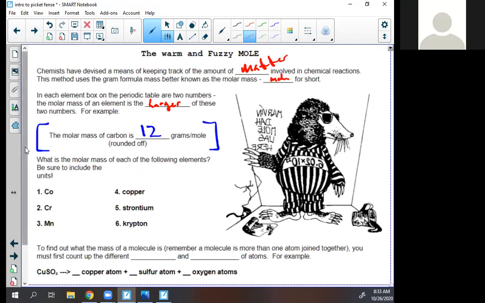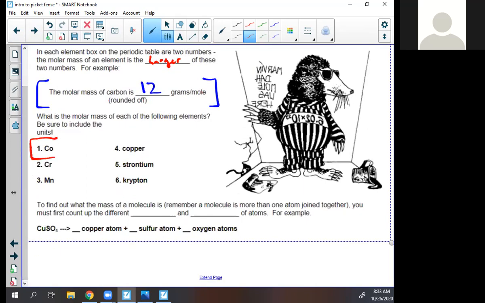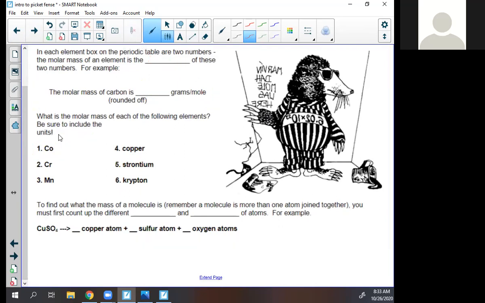Okay, let's practice. Everyone together now. Find Co. It's in the middle-ish. It's cobalt. And we got a what number? All right, 59 grams per 1 mole. I know you're like, I don't want to write per 1 mole every time. Well, I don't care. Please do. It's for your own good in the long run. Okay, fire away. If you can't find copper, remember it is Cu. Strontium, Sr, krypton, Kr, in case you're lost.